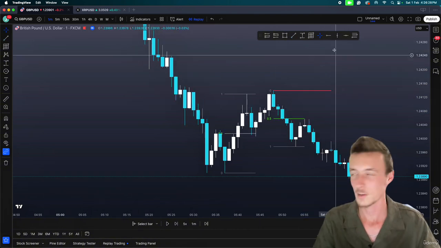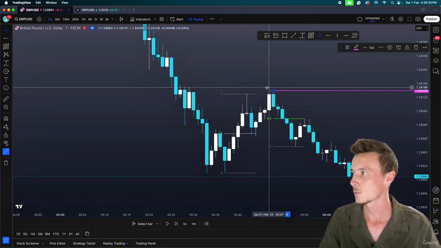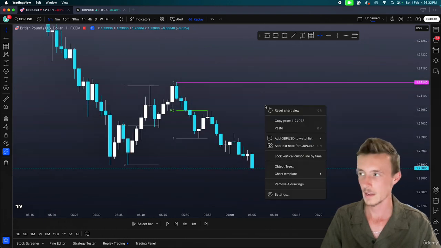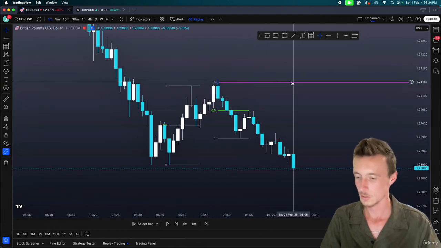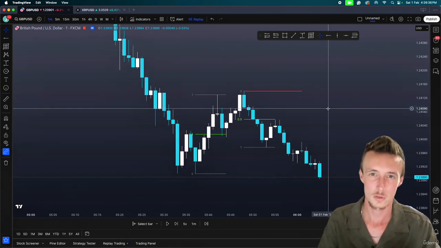So there you go. You don't have to always use these ones that go the entire way and can end up making your chart look a little bit messy. So hopefully that helps, and that's only for you guys who stay to the end.